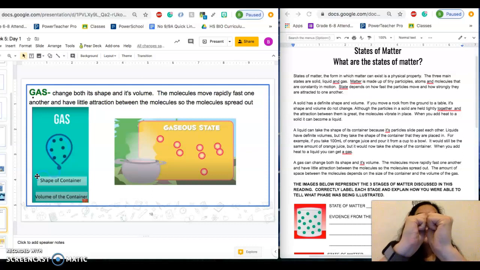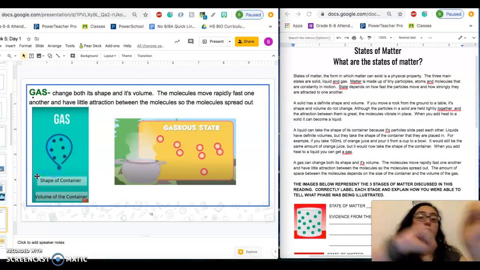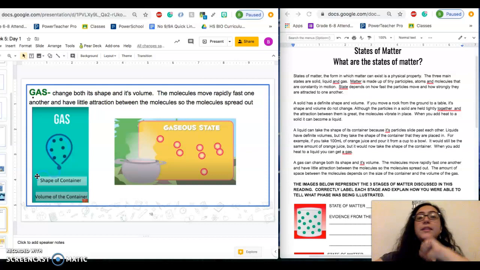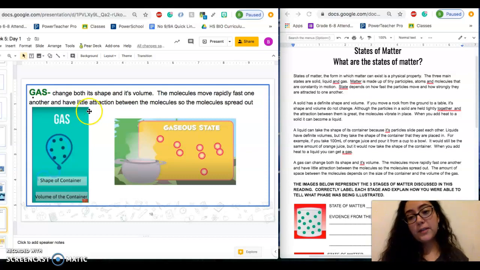So molecules of a solid, really close, shaking a little, can't really move much. Molecules of a liquid, they're free flowing, they slide around each other, they take the shape of the container. And gas, they are going crazy. They want to go out, just like how we want to go out because of quarantine. These gas particles, the same thing, and they take the volume of the container.